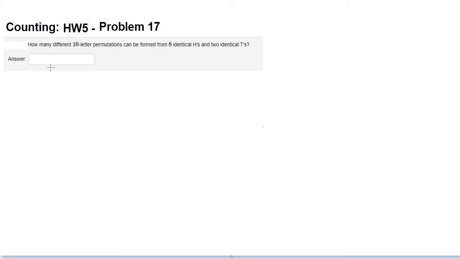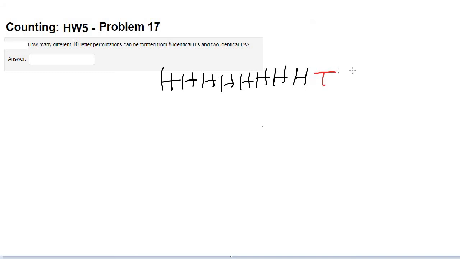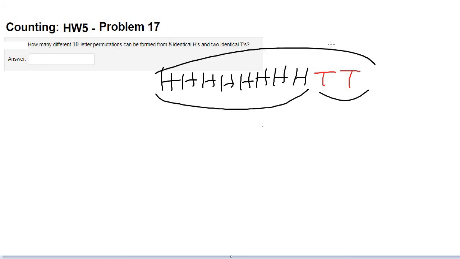Problem number 17. How many different 10-letter permutations can be formed from 8 identical H's and 2 identical T's? So we have 8 identical H's and 2 identical T's. You can consider that like 2 letters, because it doesn't matter which H I pick and which T I pick. It doesn't matter. I have 2 letter options here out of 10 letters. So it's going to be 10 choose 2, which is 45.